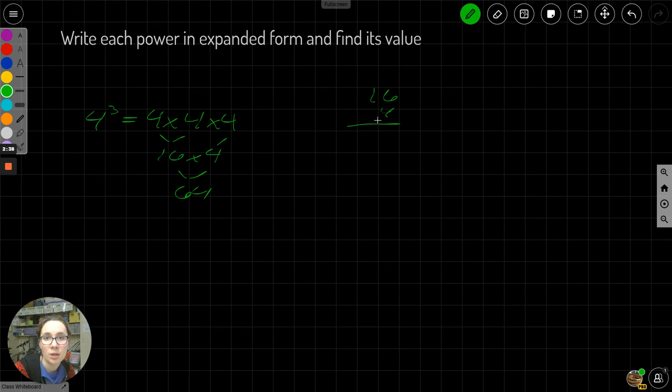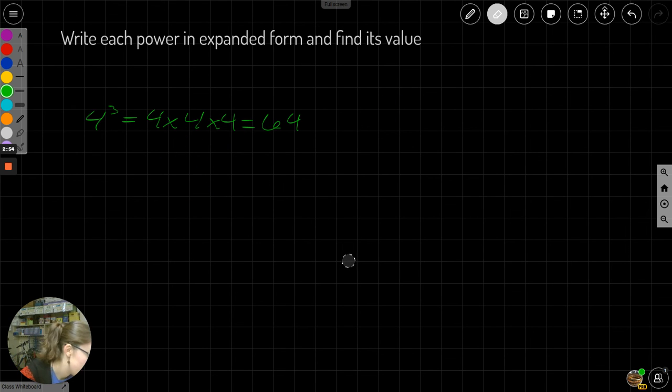16 times 4. 6 times 4 is 24, carry the 2, and that's 64. So 4 cubed equals 64. Not 12. Anything else? Nope, that's it.